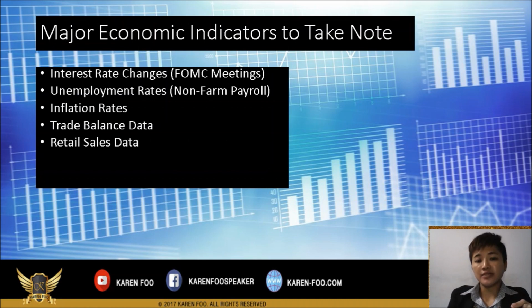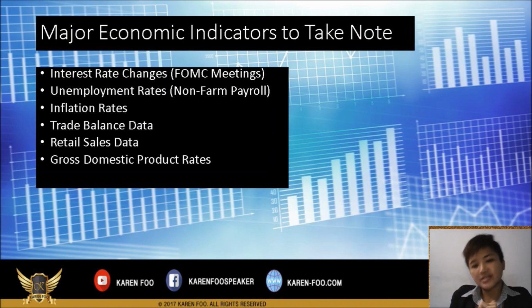Then the other one is the retail sales data that you need to take note of. As the name implies, it tells you the changes in the volume of the retail sales. Or in other words, it shows you the amount of consumer demand, or the strength of the consumer demand, for that particular country. The other one is the gross domestic product rates, or the GDP rates.